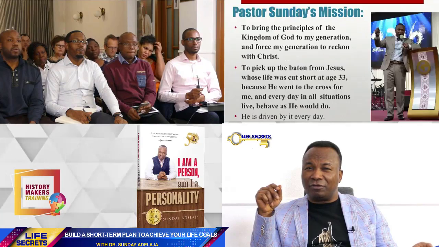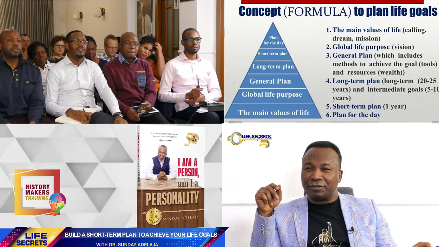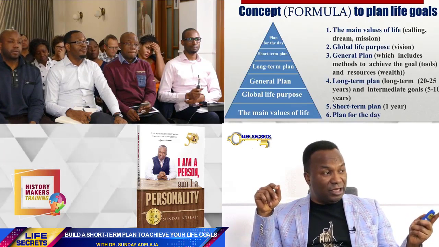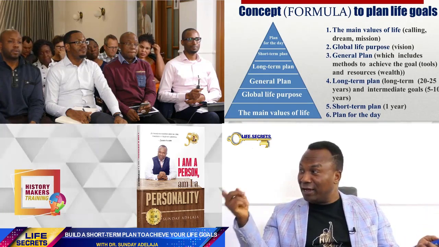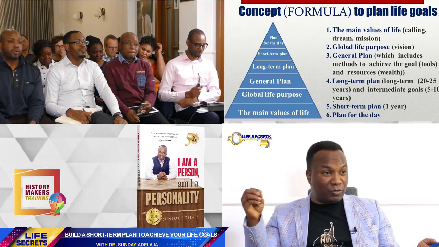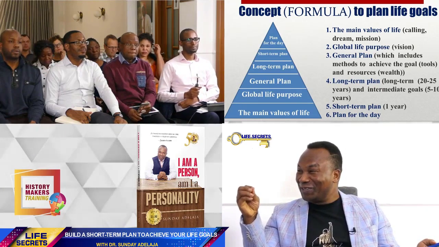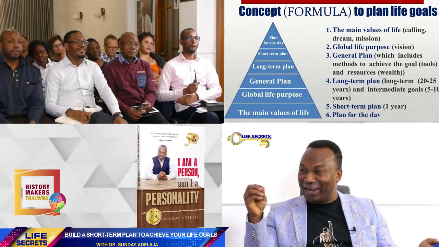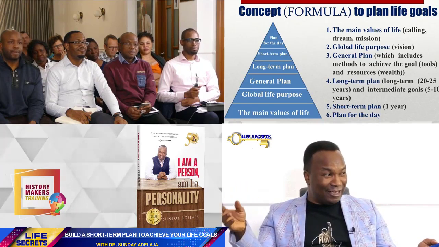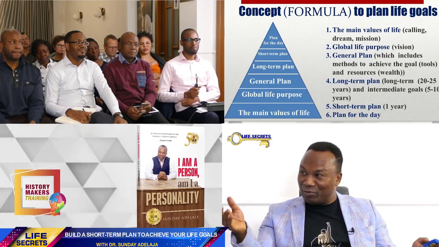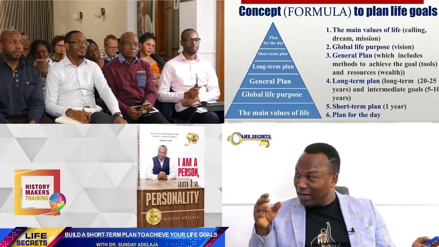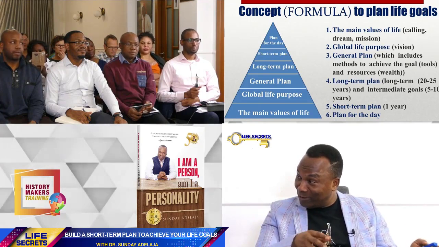Where is our pyramid now? This is the pyramid. So we started from the bottom up. The main values of life, then from there, we extract our global life purpose. Then from global life purpose, who could tell me what follows? General plan. And you have an idea what general plan is? You've not forgotten yet? Okay, that's where you begin to be more concrete. Then from general plan, you go to a long-term plan. You have an idea of what long-term is, that's what we did this morning?